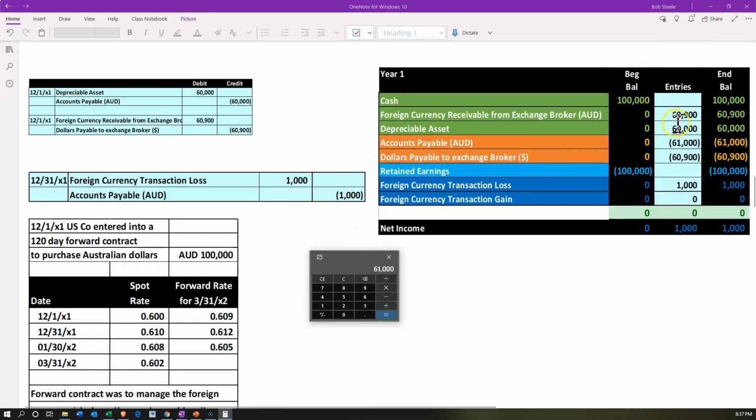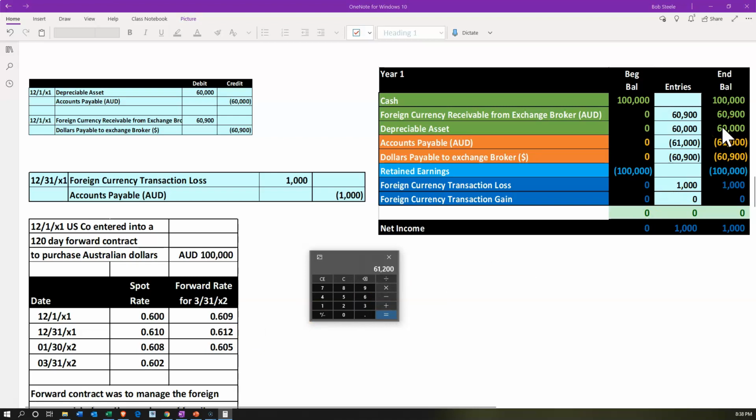Let's go back up to the prior item. This is what was in our receivable before 12/31. Now let's go to our new calculation. It's going to be 100,000 times, and we're going to be picking up the forward rate now, because we're still predicting as of the new point in time the value that's going to be there as of 3/31/x2 at the end of the contract. So we're going to say that is 100,000 times the 0.612. That's going to be the 61,200.